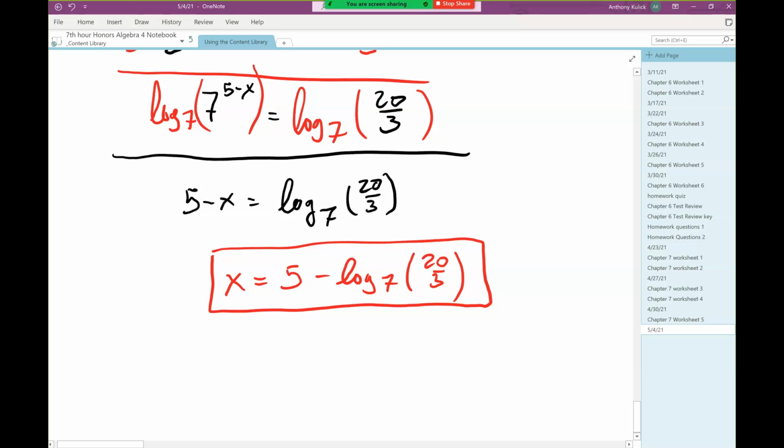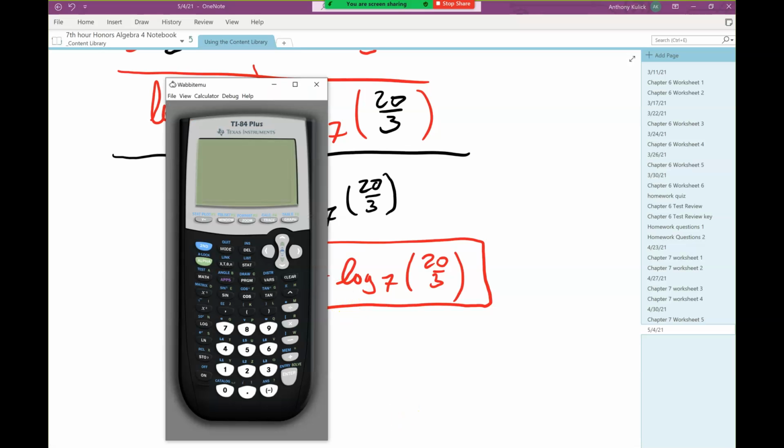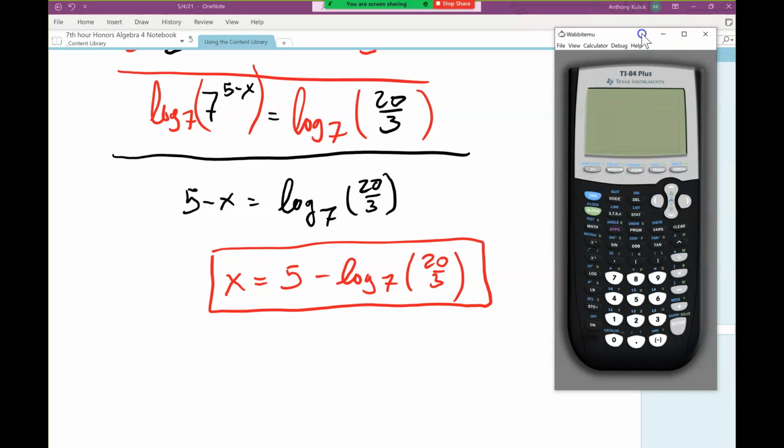And then if I wanted to, depending on what the directions asked for, maybe it asked you to also round your answer to like 3 decimal places or something. Now I would get my calculator out and type this in if I wanted a rounded answer. So I can do 5 minus. And then to get the log base 7, we press the math button, and we go all the way down to the bottom of the list and we look for the log base option. We type 7 in the base. And then do 20 divided by 3.